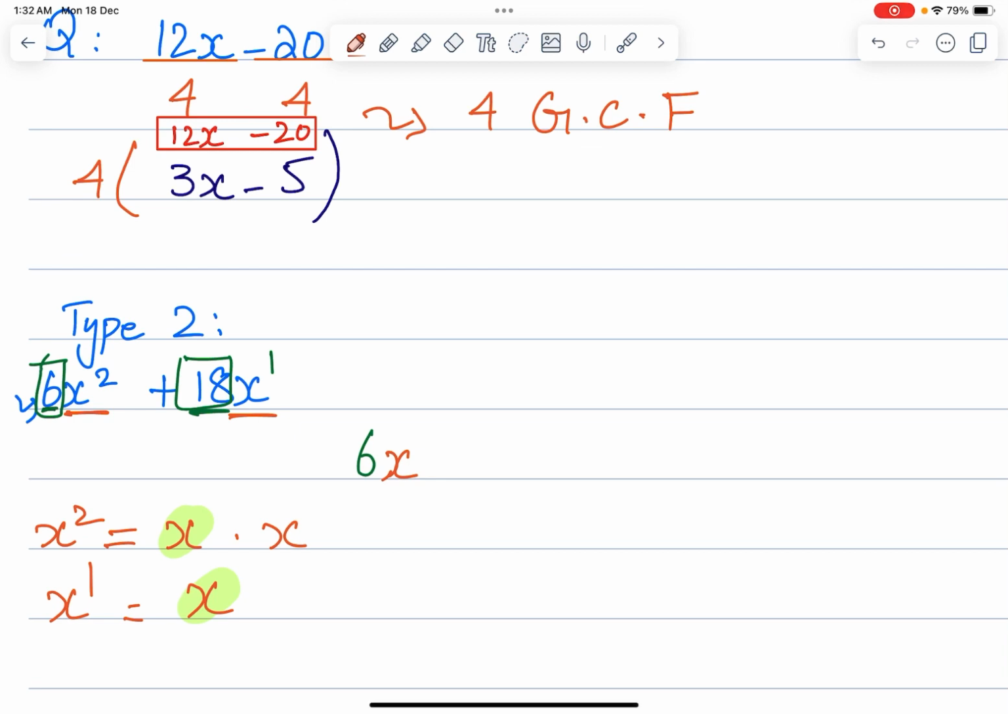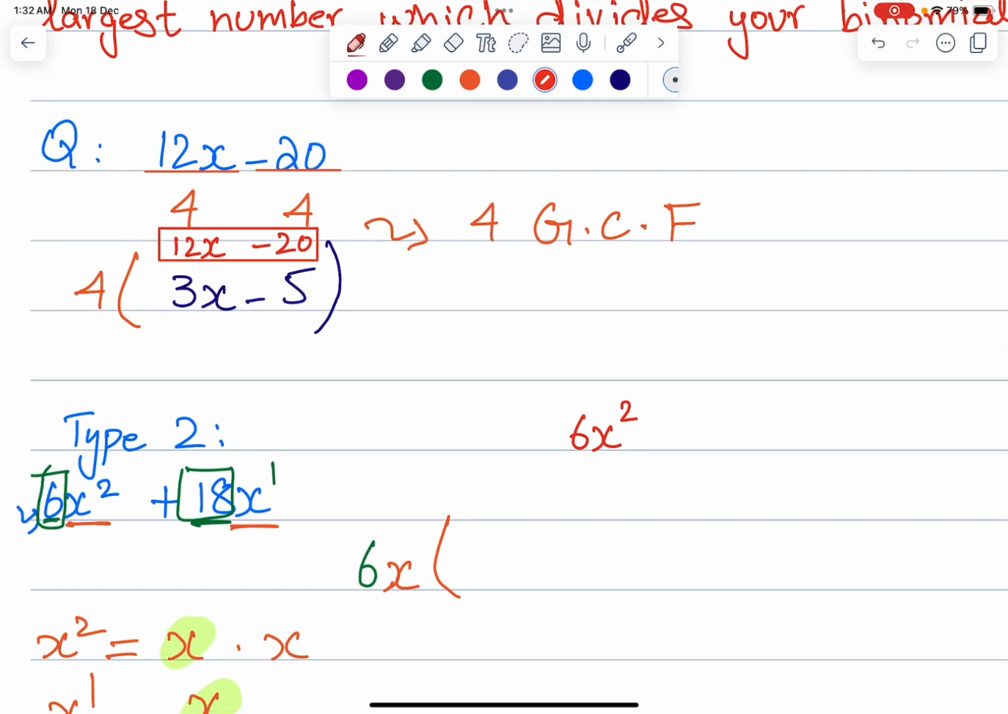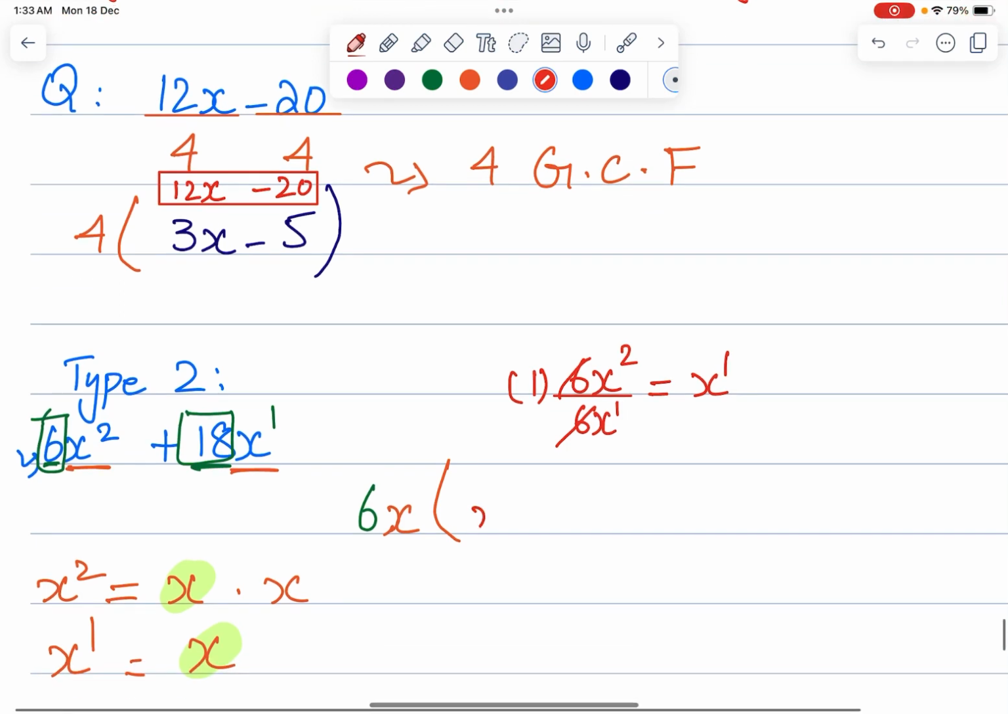You repeat the process, you know the core principles. Open the bracket, parenthesis, 6x. Perfect. What you are going to write inside the bracket is what you get when you divide both of the terms given to you by the greatest common factor. Number 1, if you divide 6x squared by 6x, what do you get? 6 cancelled out. X to the power 2 divided by x to the power 1. You know that in multiplication you add and in division you subtract, so you get just x to the power 1, right? So you go here and put just x to the power 1, or it's just simply x.